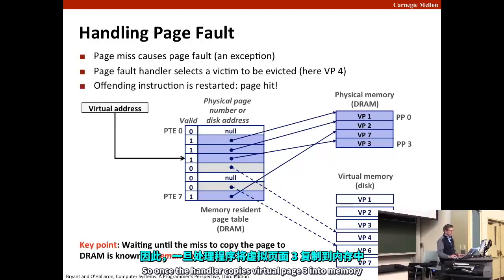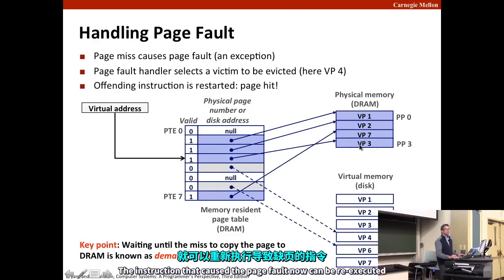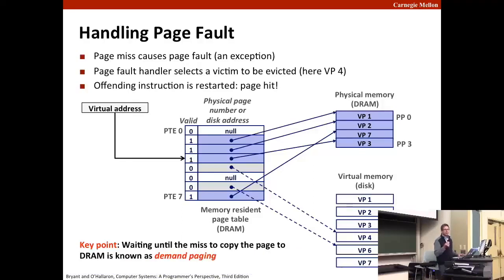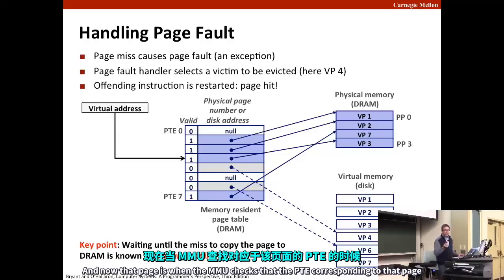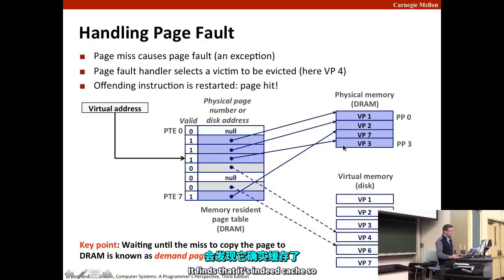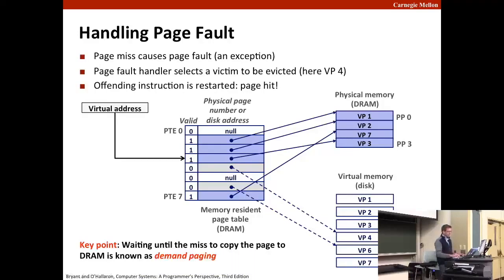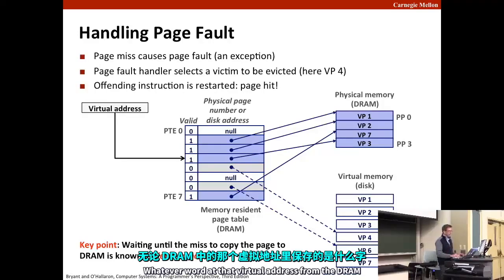So once the handler has copied virtual page 3 into memory, the instruction that caused the page fault now can be re-executed. When the page fault handler in the kernel returns, it returns to the faulting instruction, which then re-executes. And now when the MMU checks the PTE corresponding to that page, it finds that it's indeed cached. So now the instruction can continue, and we can fetch whatever word at that virtual address from the DRAM.